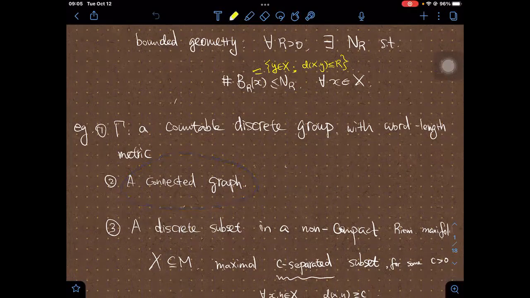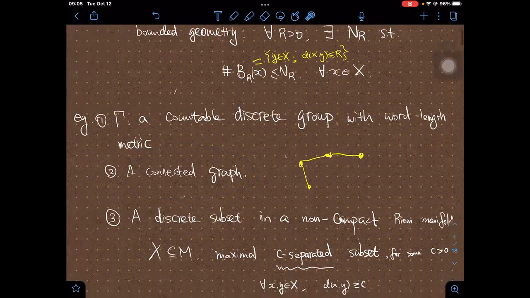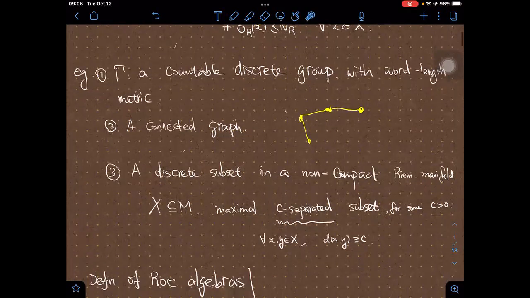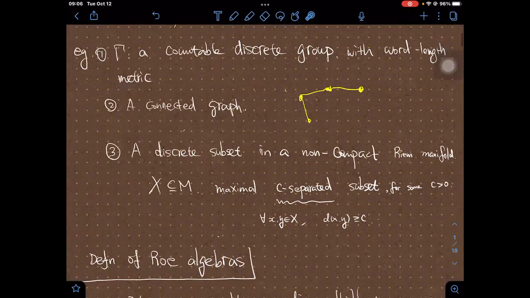If you have a connected graph, you define the metric to be the geodesic metric. So any two points have distance defined by the number of edges joining them. Well, maybe this is not unique, so you take the smallest number. So this is the metric on the connected graph. And another interesting example is that you can take a discrete subset in a non-compact Riemannian manifold.